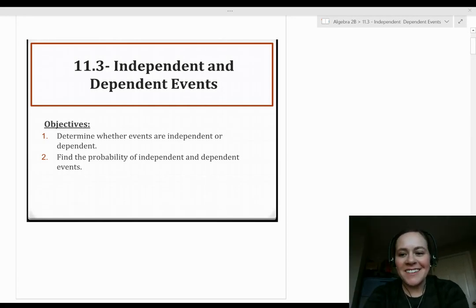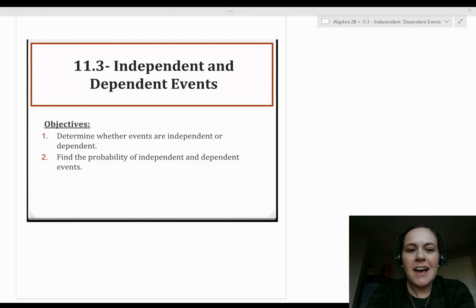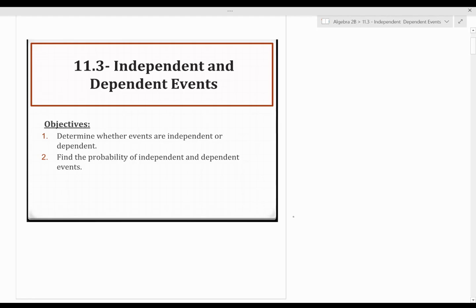All right, so we are going to be talking today about 11.3, independent and dependent events. And what I'm going to do is see if I can close out this window down here so that you're not distracted by anything happening in the background while we do our lesson. All right, so independent and dependent events. Let's clarify what it means to be independent first, and we can go from there.